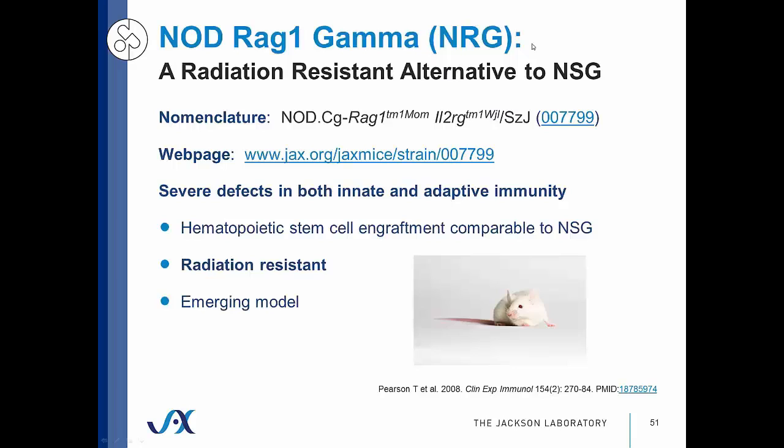This strain is an alternative to the NSG mouse that is radiation resistant because it carries the RAG mutation in place of the SCID mutation that results in a lack of T and B cell development. NRGs do have comparable hematopoietic stem cell engraftment levels to NSG mice, but they are radiation resistant. So if you're doing any experiments that you need to irradiate mice, or if you're using genotoxic drugs, you might want to consider using this model in place of NSG mice.